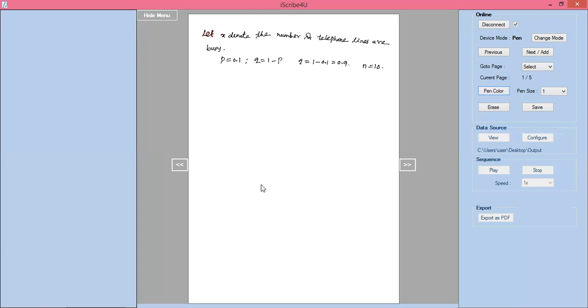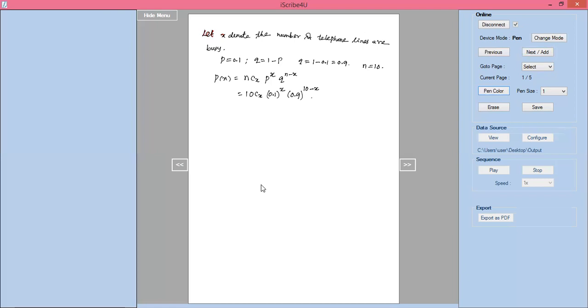Now we can write P of x equal to nCx into p power x into q power n minus x. Here n is 10, p is 0.1 or 1 by 10, so 0.1 whole power x, and q is 0.9, so 0.9 whole power n minus x, where n is 10 minus x. So P of x equal to 10Cx into 0.1 whole power x into 0.9 whole power 10 minus x.